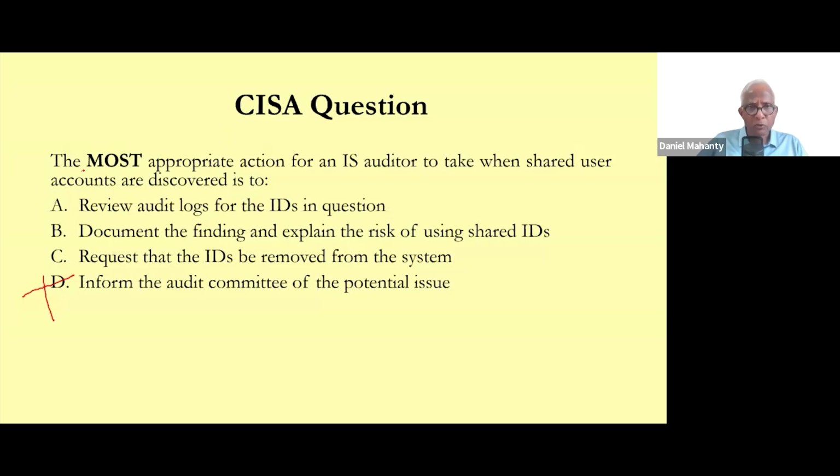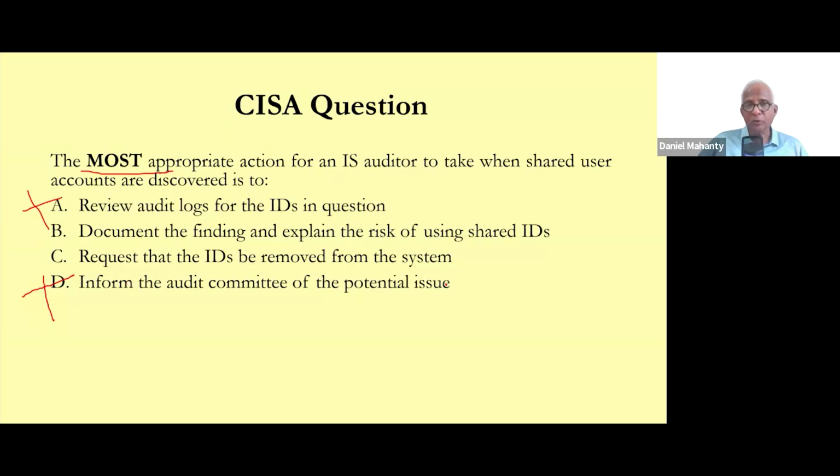The question is the most appropriate action. Let's take a look at A. Review the audit logs for the IDs in question. Yes, you can do it. It will tell you what has been done, but does it really address the risk, right? B, document the finding and explain the risk of using shared IDs. As an auditor, you'll report this and say, look, this is the problem with this. This is the risk involved. C is request that the IDs be removed from the system. Even A, I would say, can be safely removed. So you're left with B and C, right?